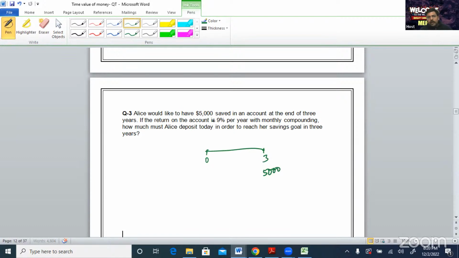If the return on the account is 9% with monthly compounding, calculate how much Alice should deposit today in order to reach her savings. Okay. So it means we have to calculate what? We have to calculate the present value, as simple as that.